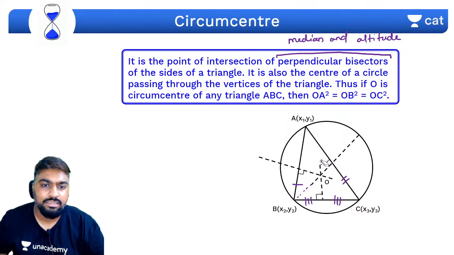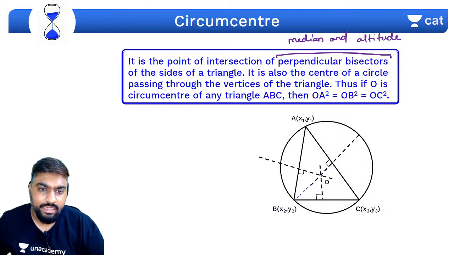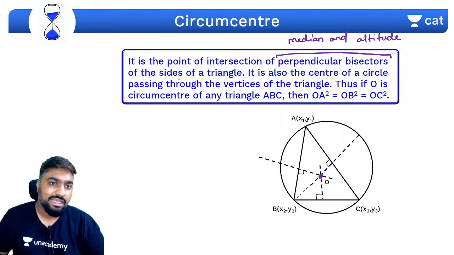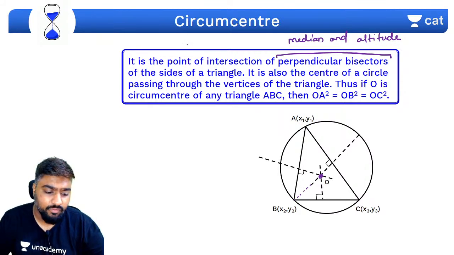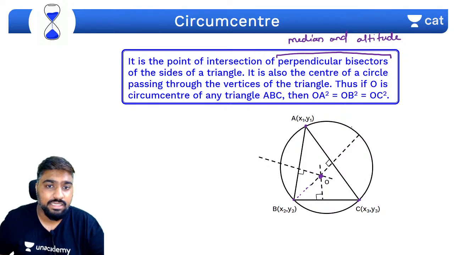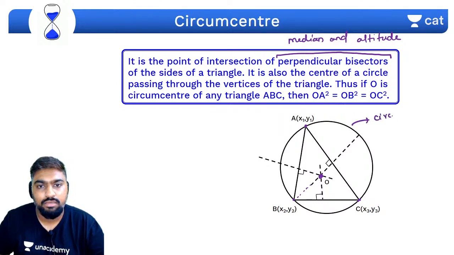So a line that is a median as well as an altitude is called a perpendicular bisector, and when they all coincide, when they all meet, they form a point that's called the circumcenter. The circumcenter is also the center of the circle that can be drawn by joining all the vertices. The circle formed by joining all the vertices is called the circumcircle.